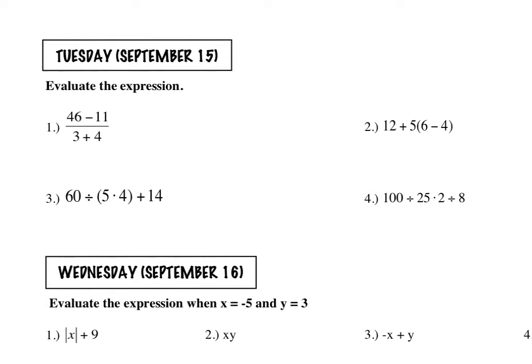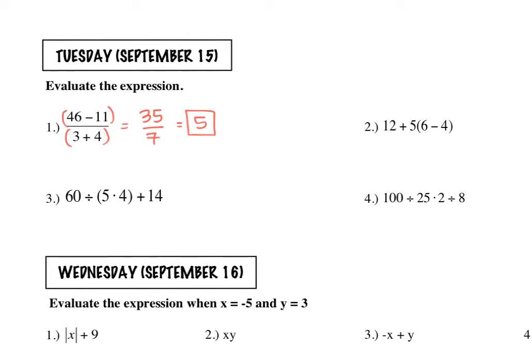All right, so these problems focus on order of operations. So on number 1, remember the fraction bar is a grouping symbol, so it groups the numerator and it groups the denominator. And so then we are going to subtract in the numerator, which gives us 35, and add in the denominator, which gives us 7. And then the fraction bar means division, so 35 divided by 7 is 5 as our final answer.